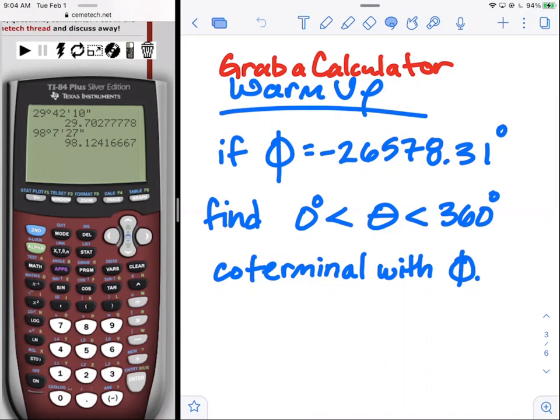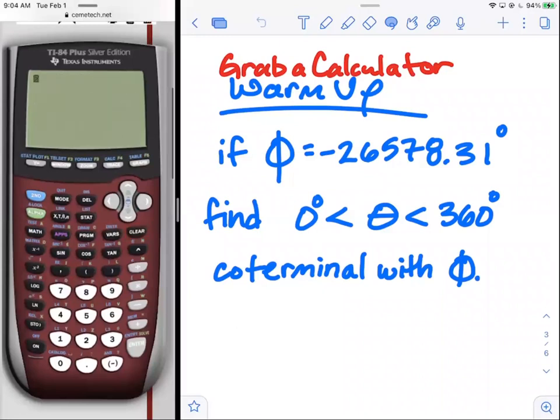Good. So this is a negative angle. So what we'll do is we'll type it in: -26578.31. Now, instead of adding back 360 repeatedly, plus 360 plus 360, we said you could just divide by 360, boom, and that tells you how many rotations. Do I care about those first 73? Nah. So we add them back.